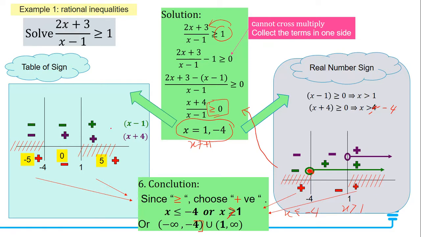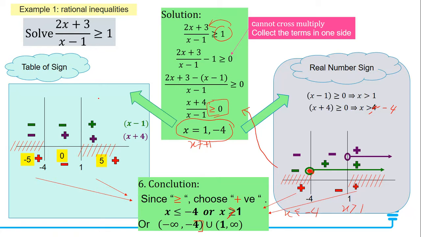As usual, positive multiplied by positive is positive. Minus multiplied by positive is minus. Negative multiplied by negative is positive. So you have a conclusion of positive, negative, and positive. Now what you need to do is look back at your problem, greater than or equal, so you're going to take the positive. Remember, you need to be careful with the equality.